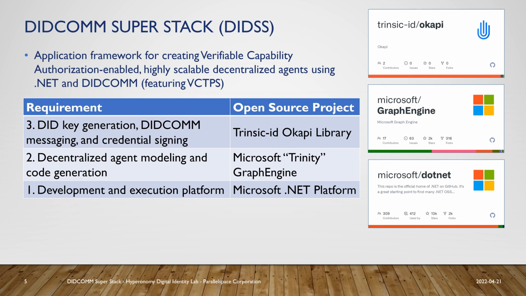We're using the Microsoft Trinity graph engine for the modeling of the agents, the modeling of the credentials, and the automatic code generation of all of those components. Internal to the implementation of the decentralized agents is the need for DID key generation, DIDCOMM messaging and credential signing capabilities, and those are provided by the Trinsic Okapi library.